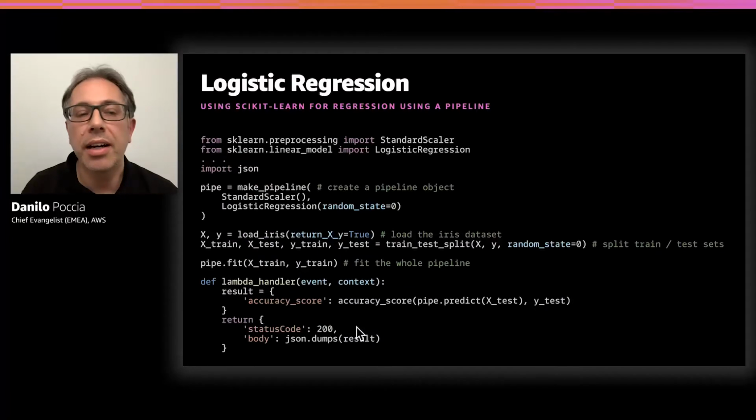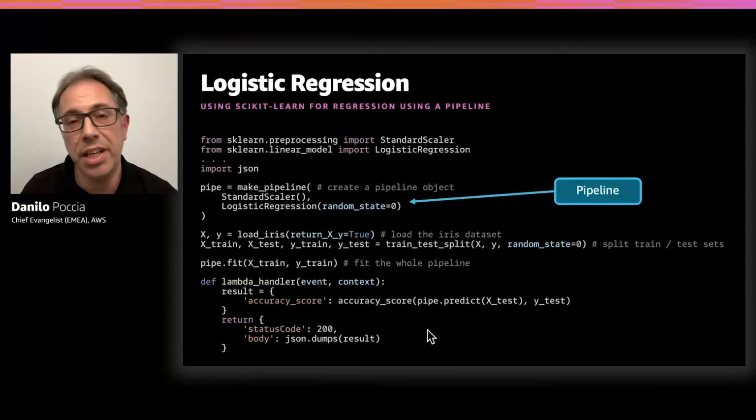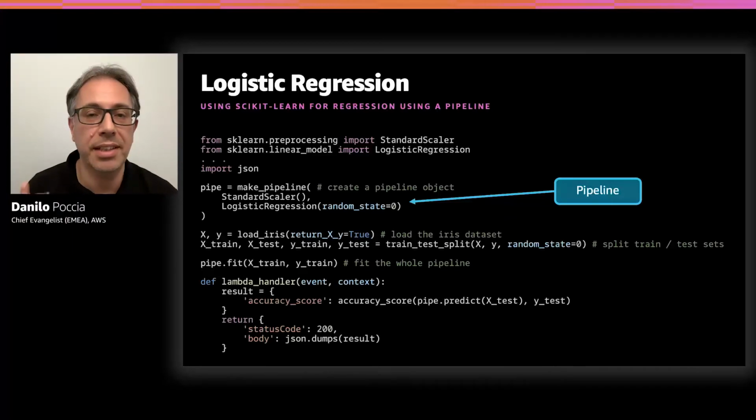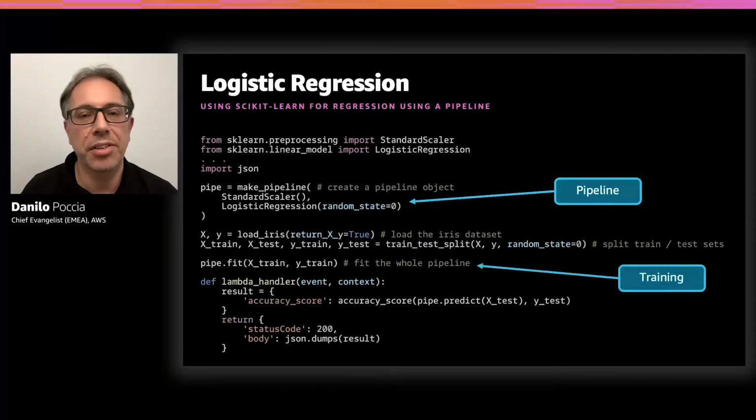Let's now run a logistic regression inside a Lambda function. To do so, I start by creating a pipeline with multiple stages, 2 stages here. The first stage is a standard scaler that formats all numbers in a standard range. Then I use logistic regression, one of the most common predictors that are used. Then I download the iris dataset. This is a dataset of a picture of iris flowers classified with the different subspecies.